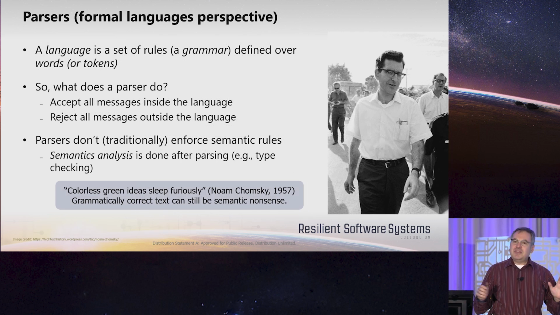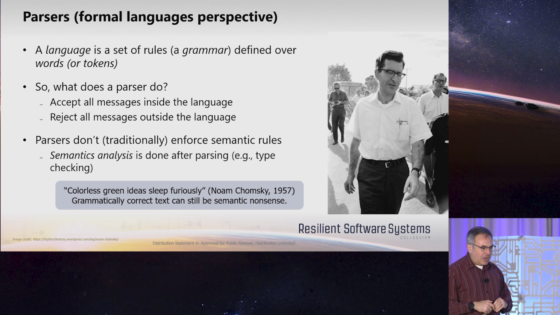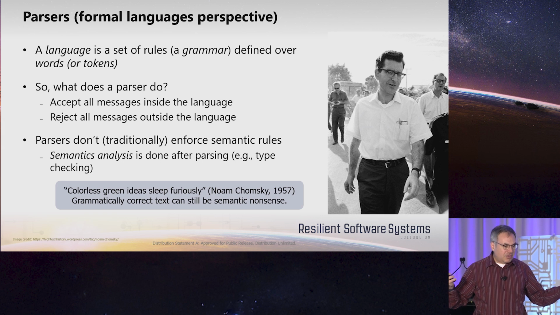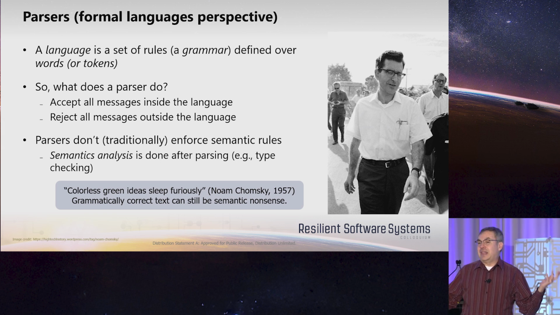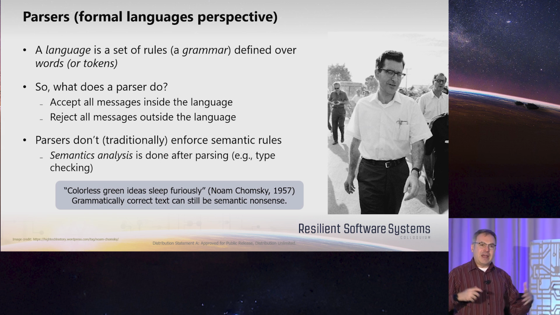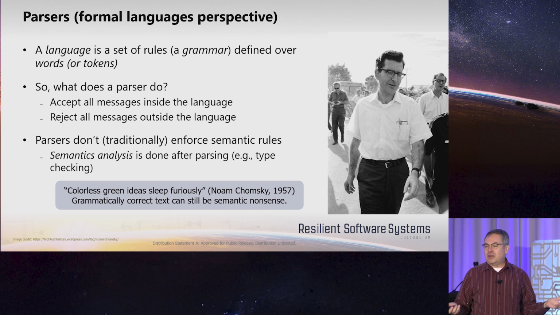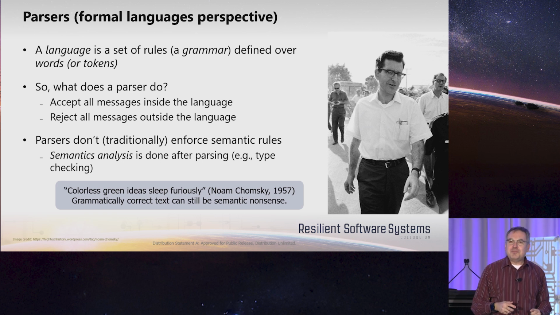So I'll take a slightly different view of it. This is Noam Chomsky from the 1950s, and he helped formalize what we think of today as formal grammars. So what's a grammar? A grammar is a set of rules that accepts a language. And a language, messages that are in the language should be accepted. Messages that are outside the language should be rejected. So that's it. That's what a parser's job is. It's a definition of a language. How hard could that be?